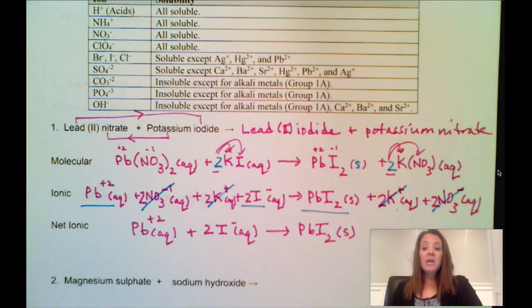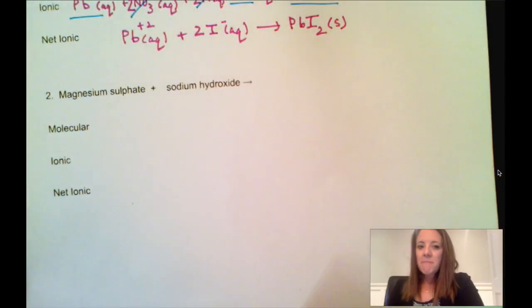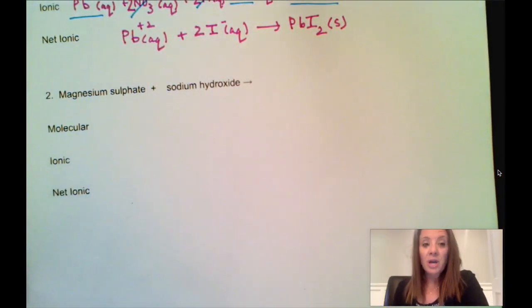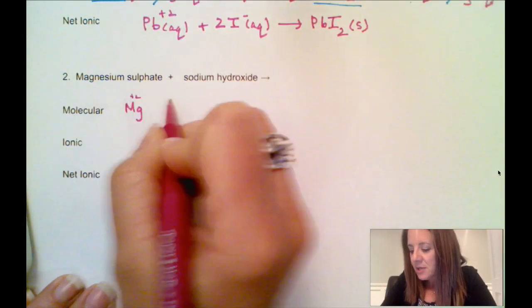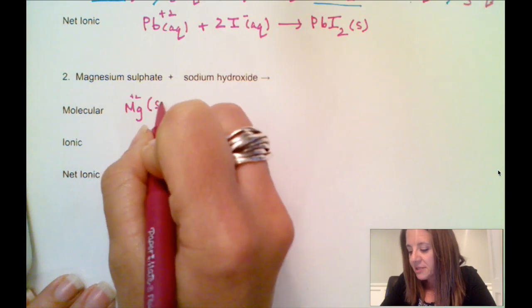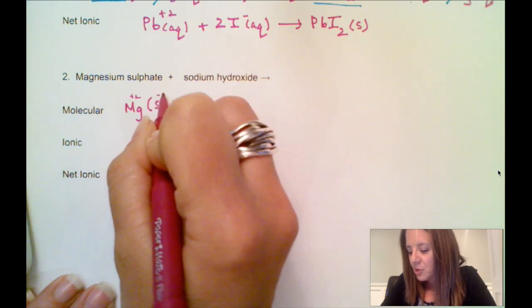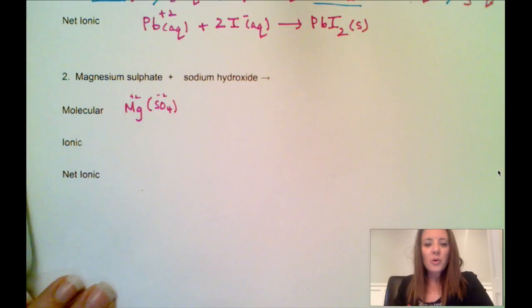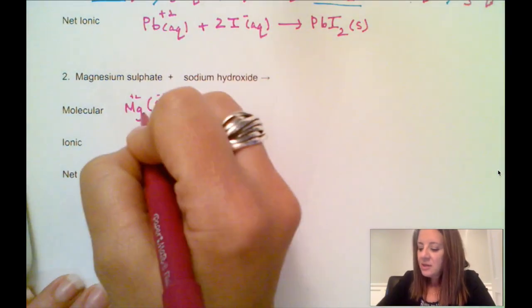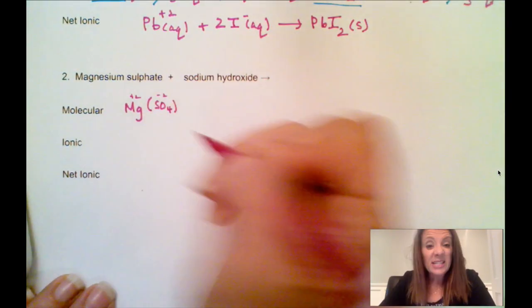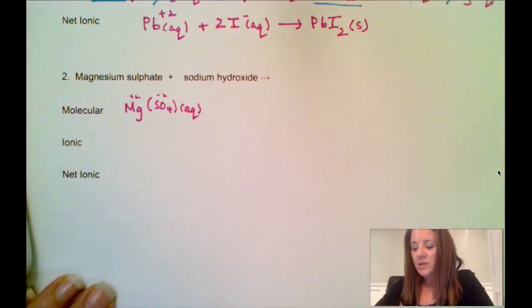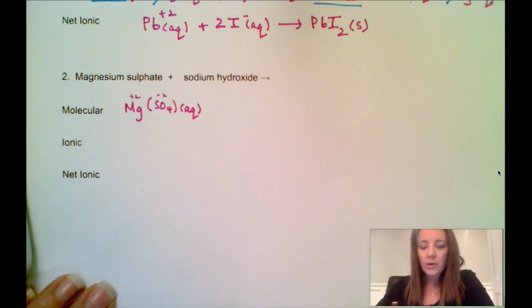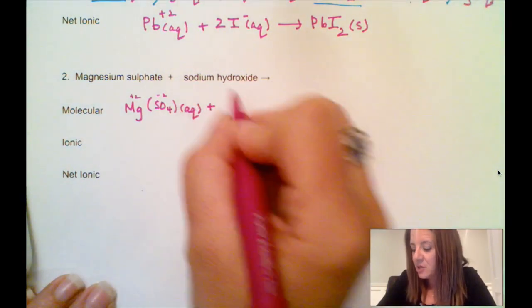Okay, I think we should do one more together. Magnesium sulfate and sodium hydroxide. So magnesium is a +2, sulfate is a -2. So when you crisscross, those reduce in terms of their subscripts. Technically, I can drop the brackets. That compound has to be aqueous in solution in order to have a double displacement reaction.